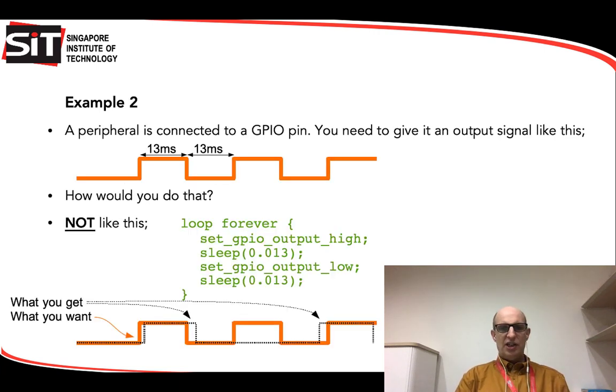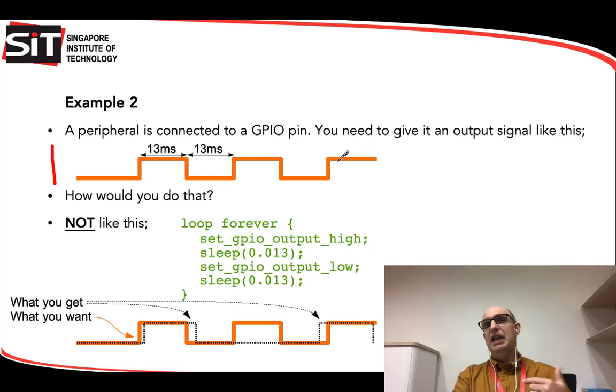Imagine you're controlling something with your microprocessor. You have a GPIO pin, general purpose IO. It's a pin we can set high or low. And we're controlling something that needs a signal, like is shown here in orange, a signal that's high for 13 milliseconds and low for 13 milliseconds, high, low, continuously. So how would you do this in software?